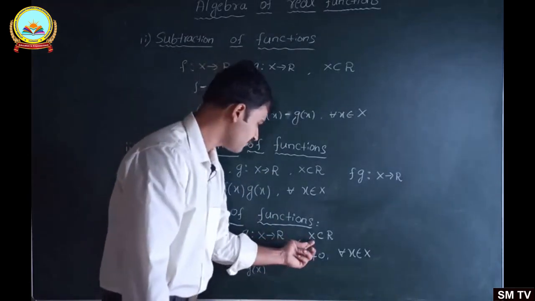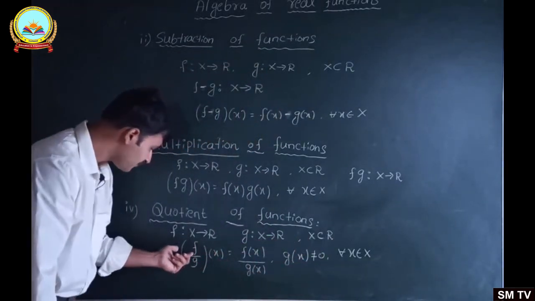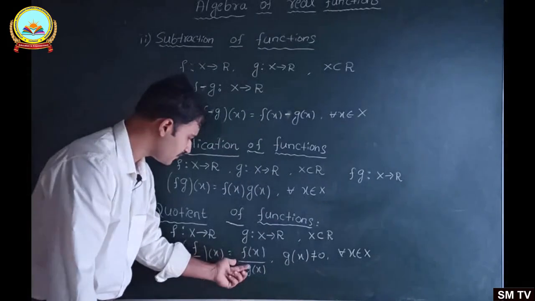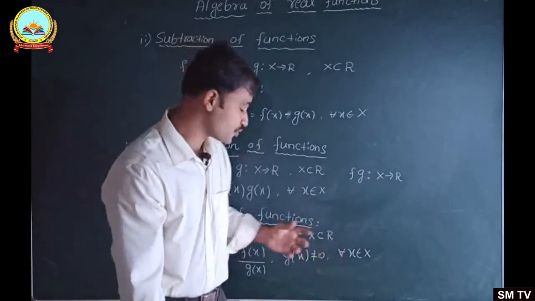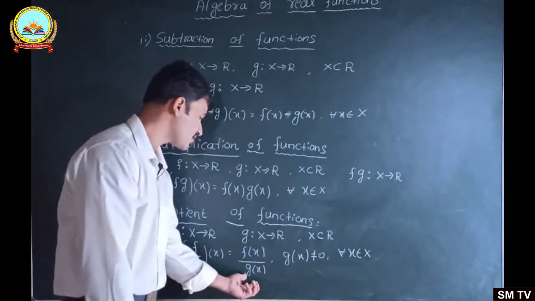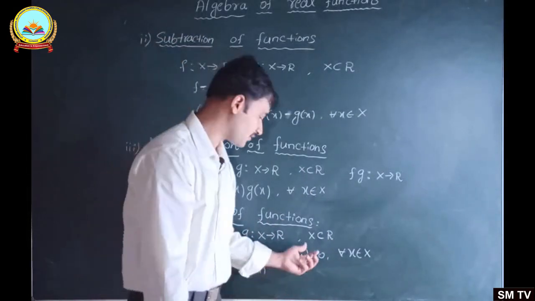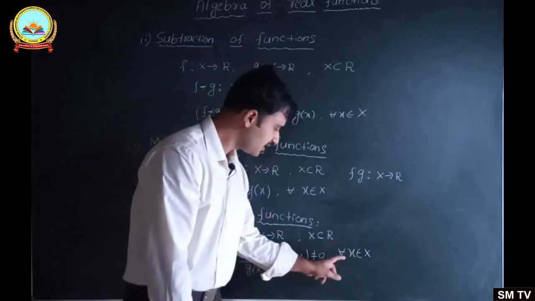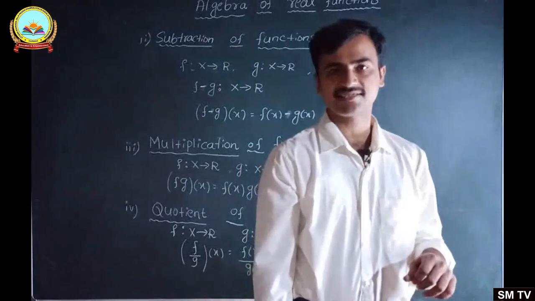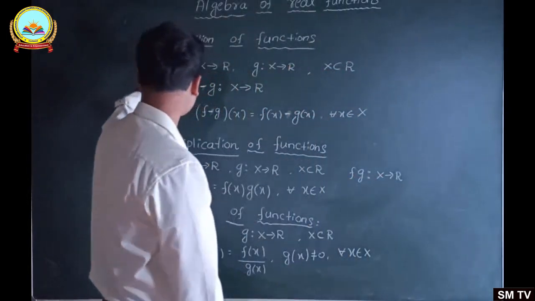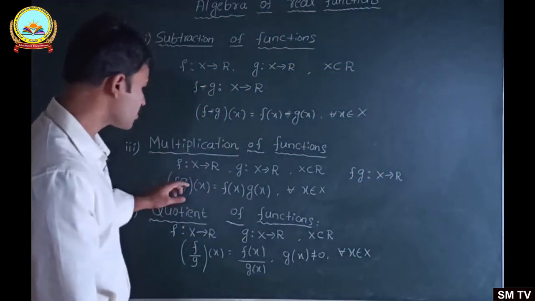So finally, this fourth one is the quotient of two real functions. These all are for real functions. f is a function from X to R, g is a function from X to R, where X is a subset of R. f divided by g of x is equal to f of x divided by g of x. This condition is extra in the case of a quotient, because the denominator cannot be 0 in a real function. Therefore, g of x not equal to 0, and this is also for all x belonging to capital X.